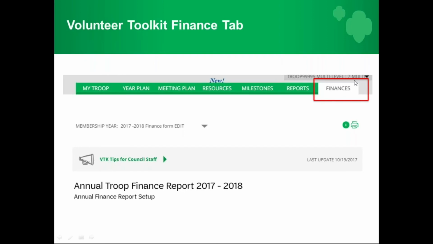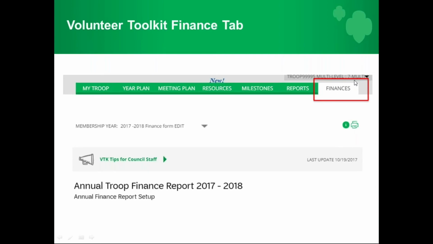The Volunteer Toolkit is equipped with a Finances tab. When troop leaders click on that tab, it will lead them to an online finance report where they can enter the expenses and credits of their troop. This is a great tool for keeping track of income and expenses throughout the year and sharing the information with the troop. All they need to do is log into MyGS, select Volunteer Toolkit, click on the Finances tab, and they will see the finance report.